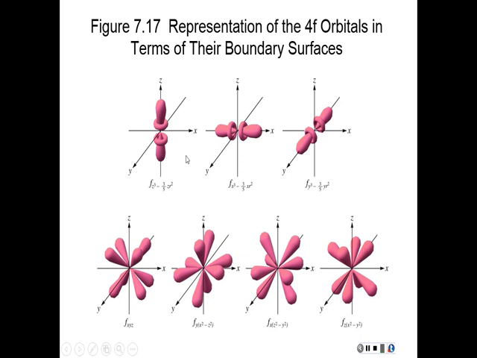Now, how do you distinguish between these different orbitals? We see we have little formulas to go with them, but you don't have to know that. What you have to know is that there are 7 f orbitals. Electrons in the f orbitals possess more energy than if they were in a d orbital or a p orbital or an s orbital.